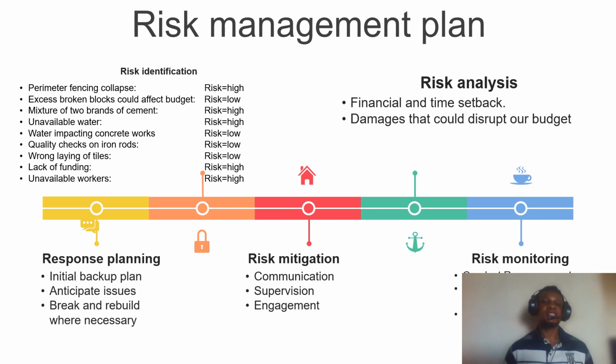Wrong laying of tiles is another risk that would affect budget, because if it is wrongly laid, we would have to break it, and of course breaking it means we would have to replace them, which would then have an impact on the budgets.